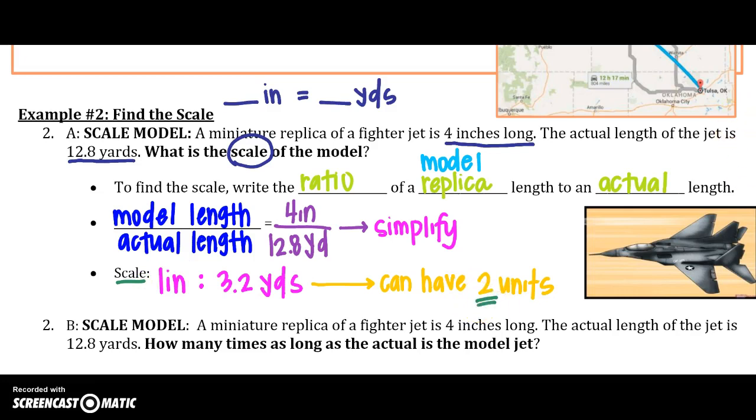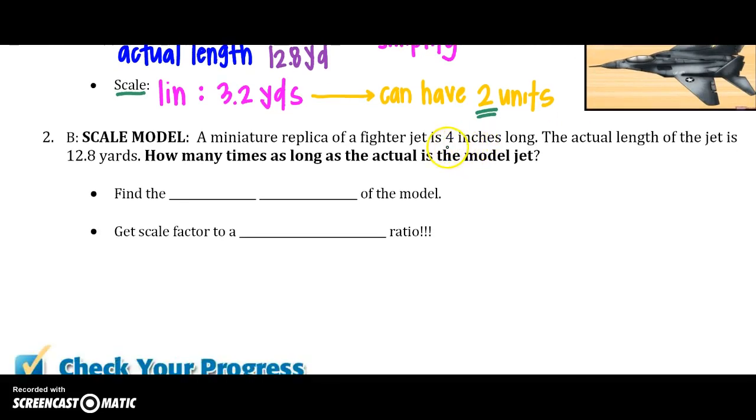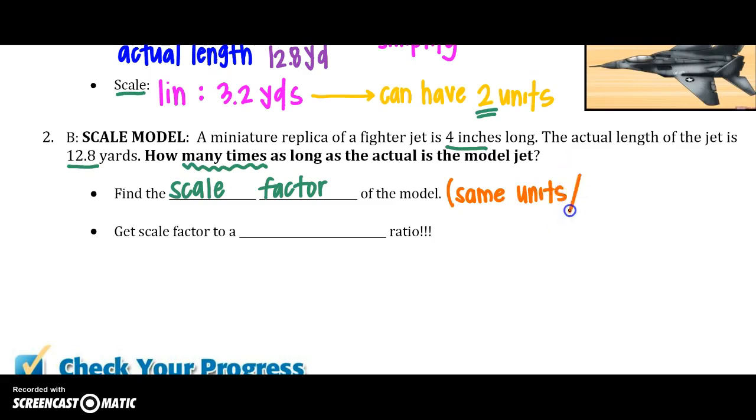Alright, so portion B, a miniature replica fighter jet is 4 inches. The actual is 12.8, what we just found. How many times as long as the actual is the model jet? So we need to find the scale factor when I'm looking at how many times. And remember what we just talked about, scale factor has the same units or no units. If they have the same, they would cancel.